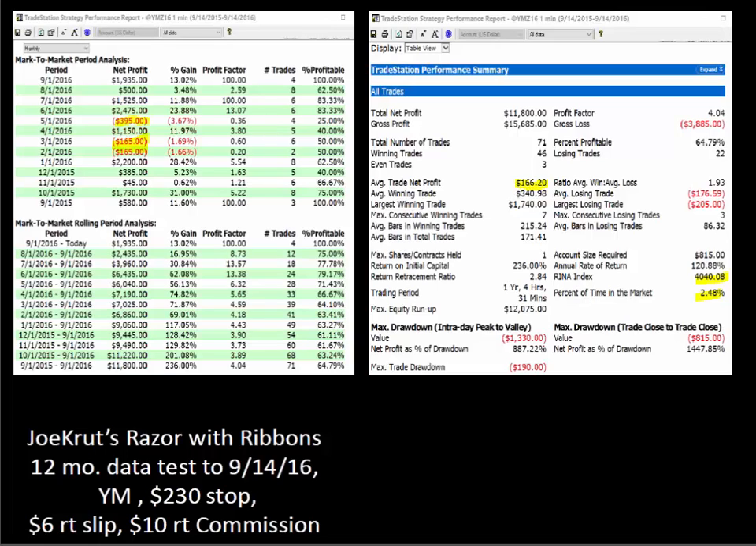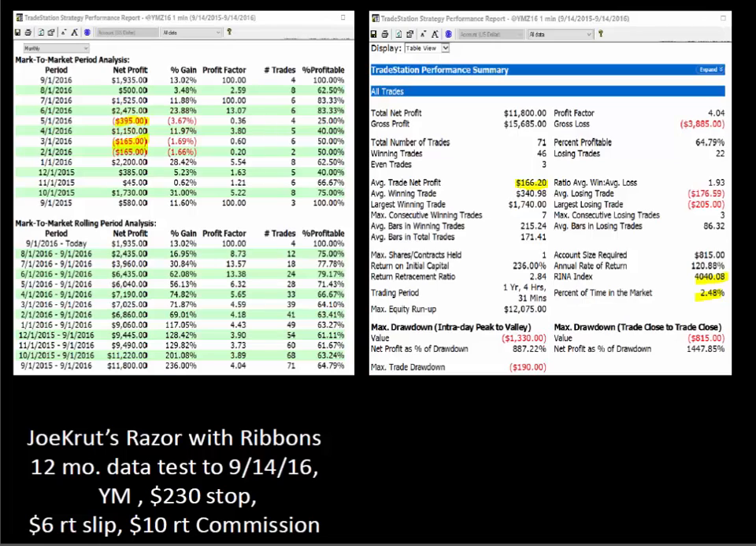If you take a look at the last 12 months of data, this is through yesterday, and the stop is different. I'll change that slide before I post it. But you can see that in that 12-month period, there have been 3 losing months, a 165, a 165, and a 395. You can also see there's only 71 trades in a year, so it doesn't trade very much. The average trade size is 166.